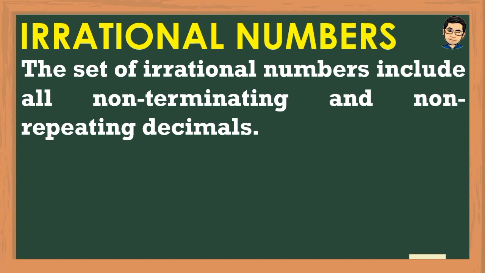Irrational numbers are numbers that cannot be written or expressed in the form of A over B. Unlike rational numbers, which can be expressed as A over B, irrational numbers cannot, because they are non-terminating and non-repeating decimals. Non-terminating means endless. And non-repeating means that even if some digits repeat, it is not enough to form a pattern or to be expressed as a fraction.